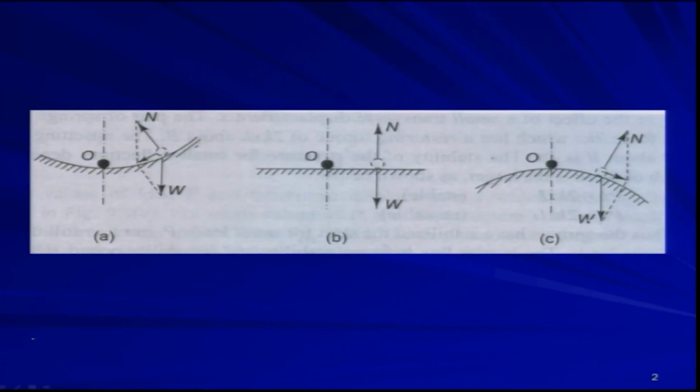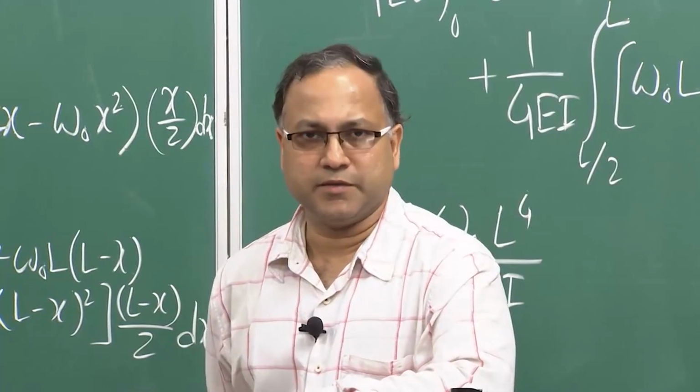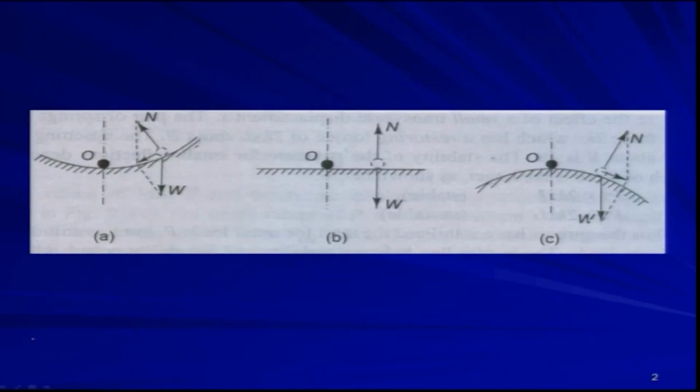And what is instability basically? In mechanics, what do you mean by instability? So, if you look at these figures, in figure A, this is a body O, which is resting at point O.